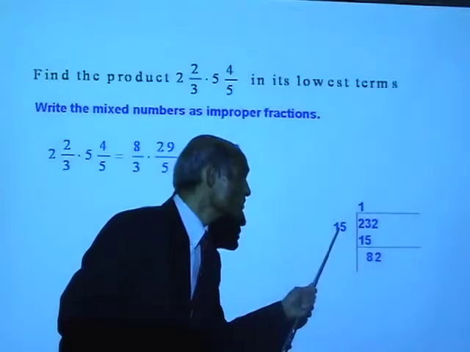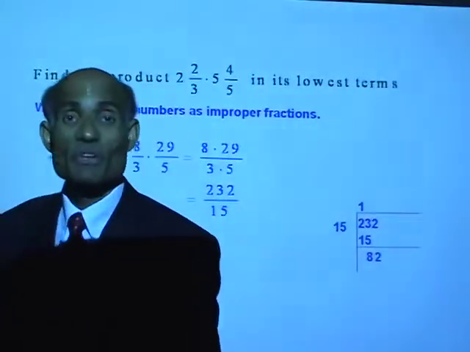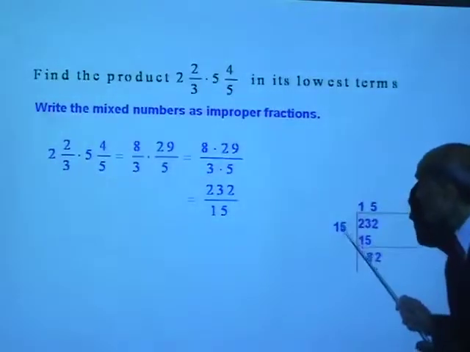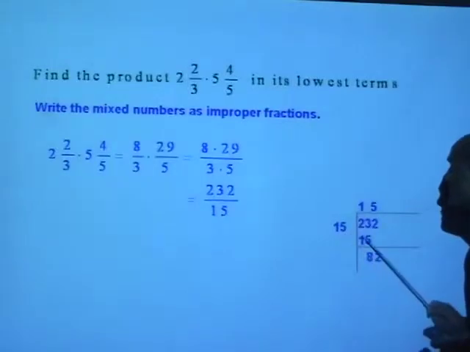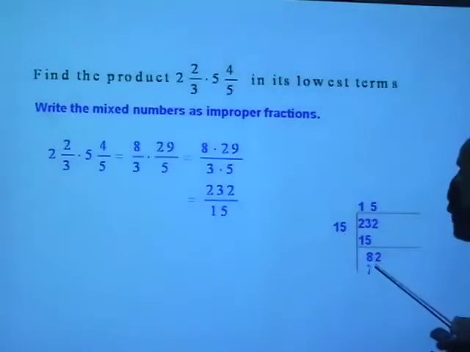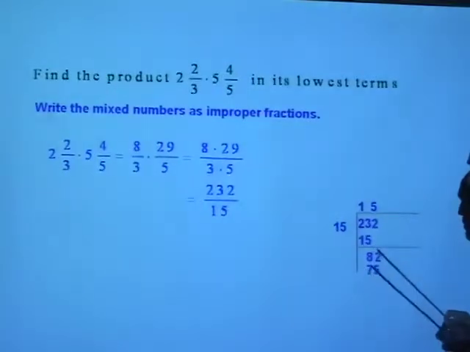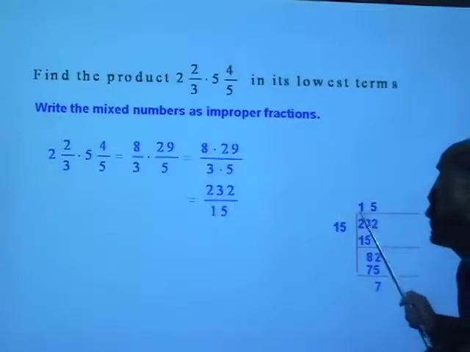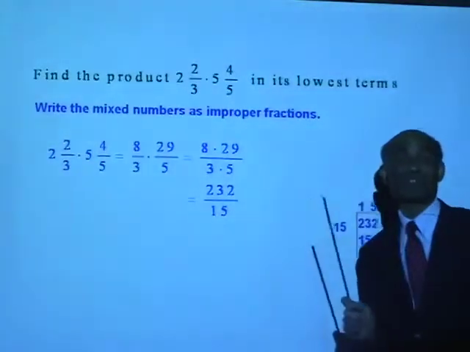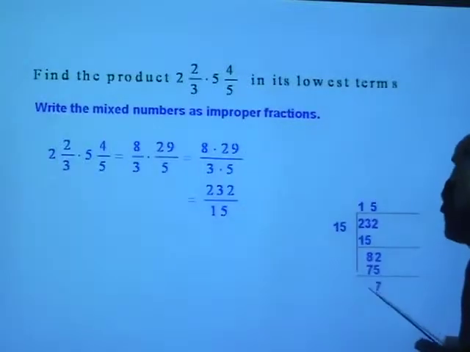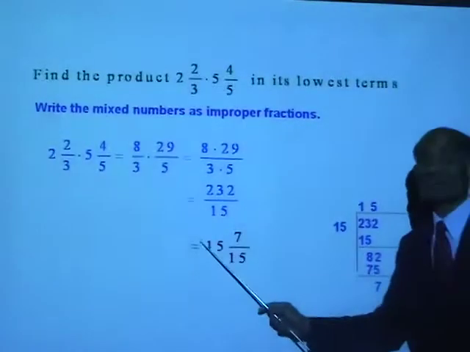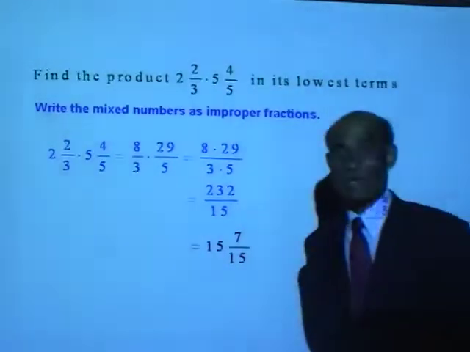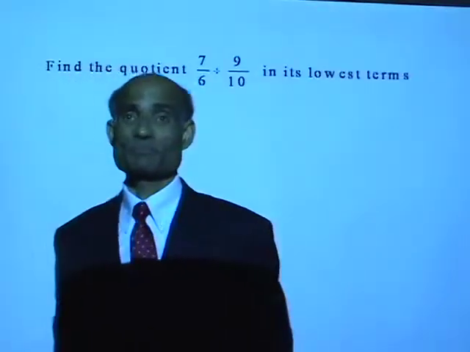So how many 15s will go in 82? You know 15 times 5 is 75. So 15 will go 5 times in 82. And 5 times 15 is 75. What is remaining is 7. That means we can take out 15 15s from 232. And remaining is 7 out of 15. The mixed number is 15 and 7 out of 15. Okay? Alright, let's move on.